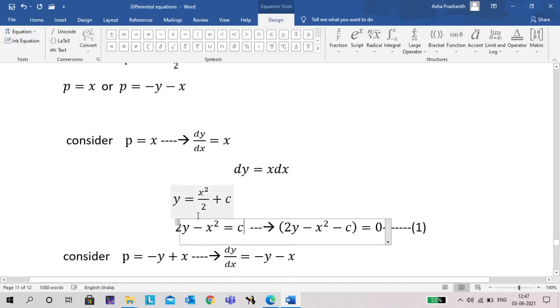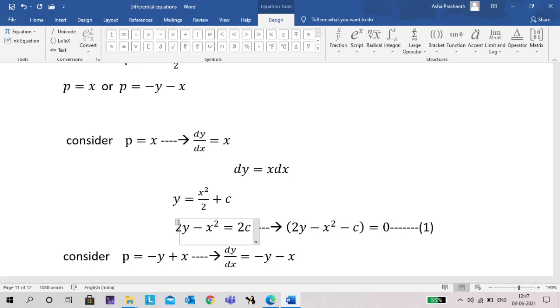So I am simplifying this. 2y is equal to x square plus... I am taking this only into this side, right? So it will become 2c. Then 2c is also a constant, we can generally take it as c. 2y minus x square is equal to c.